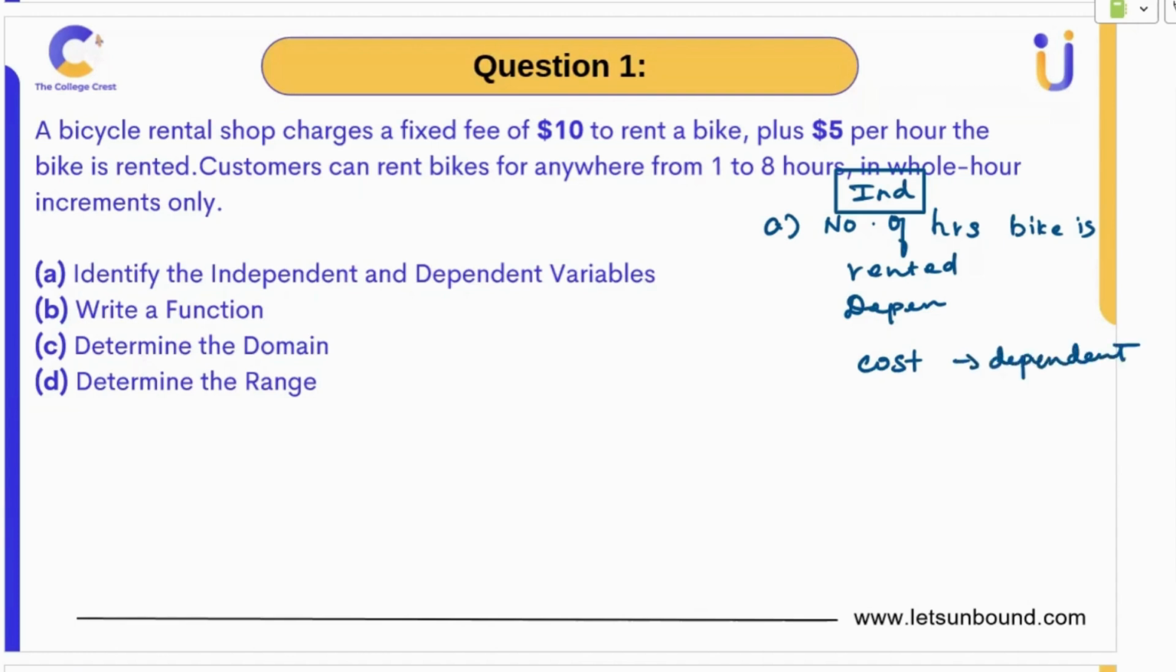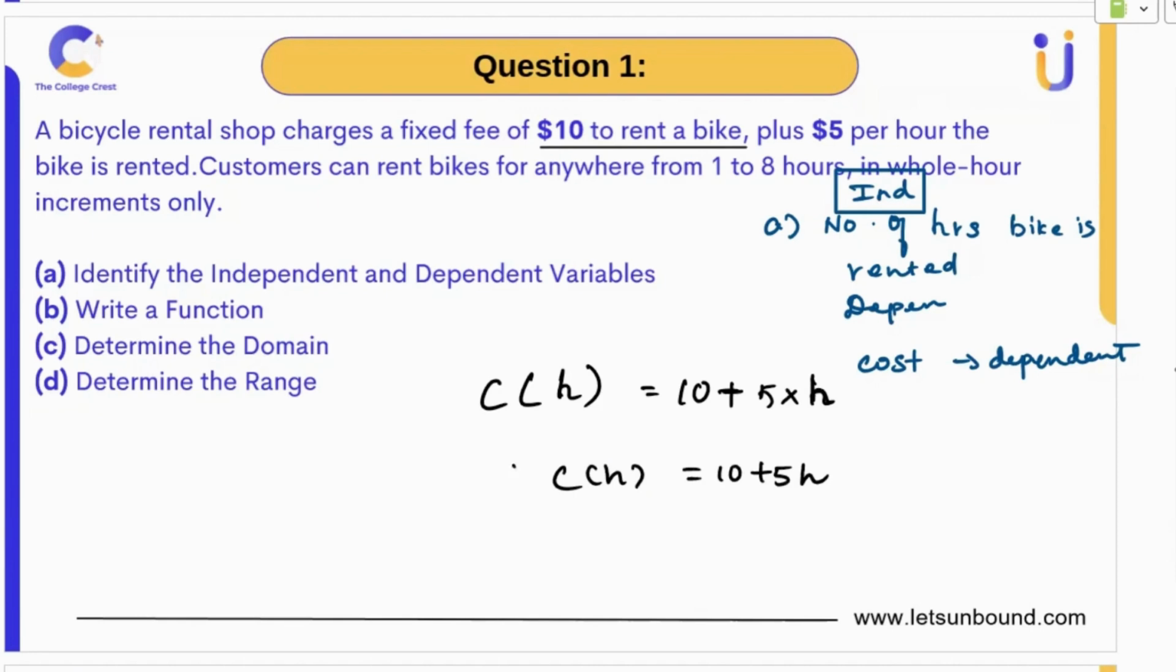So write a function. Let's give a perfect naming. Cost, so I'm starting with C. It depends on hours, so H. C depends on H. What is the rule? 10 is the fixed fee, plus for every hour you have to pay 5. If you take 1 hour, pay 5. 2 hours, 5 times 2. 3 hours, 5 times 3. So that is the variable h, the number of hours. So C of h is 10 plus 5h. This is your function.